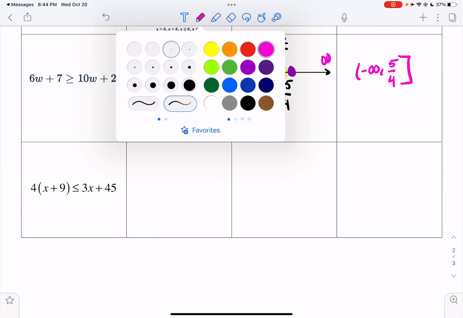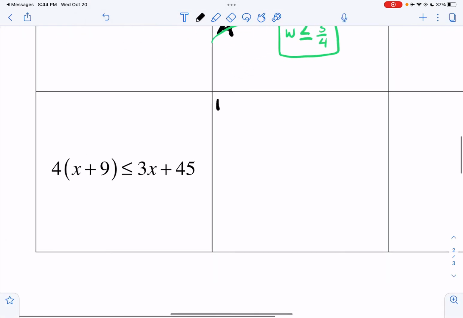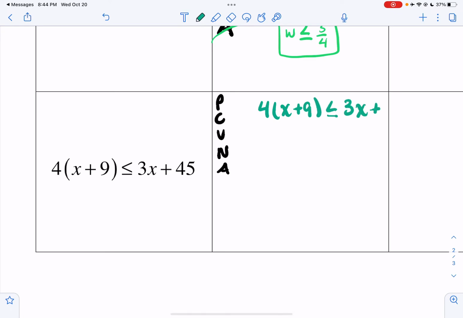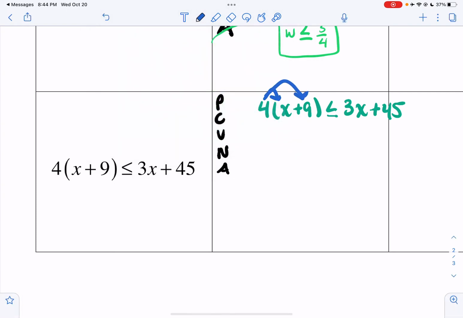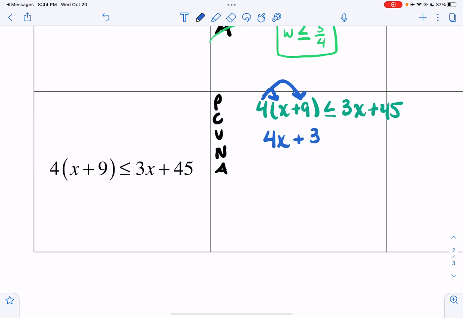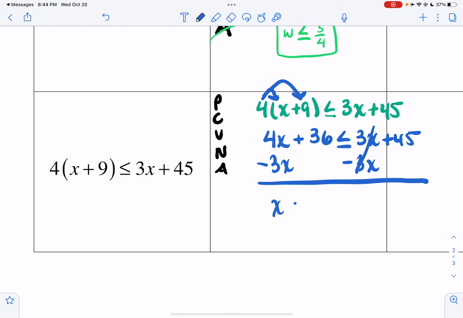Number 4. I'm going to do a little PCVNA action. We have 4 times x plus 9, less than or equal to 3x plus 45. I do have parentheses, so I'm going to distribute my 4 to my x and my 4 to my 9. So I get 4x plus 36, less than or equal to 3x plus 45. Now I'm going to subtract 3x from both sides of my inequality. And I get x plus 36 less than or equal to 45.